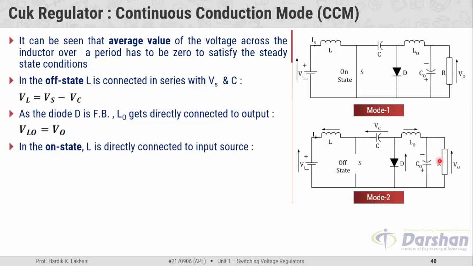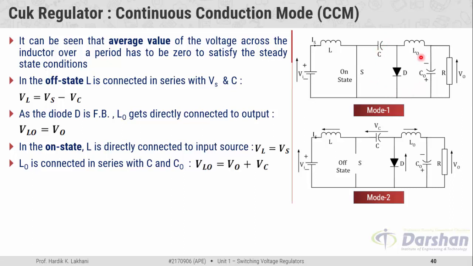And in the on state condition, L is directly connected to the input source. So we can write VL is equal to VS. And LO is connected in series with the C on the left hand side and on the right hand side with CO. So by applying KVL in this loop, we can find the voltage across LO as VO plus VC.